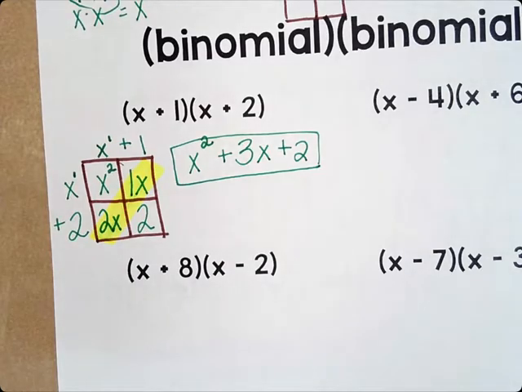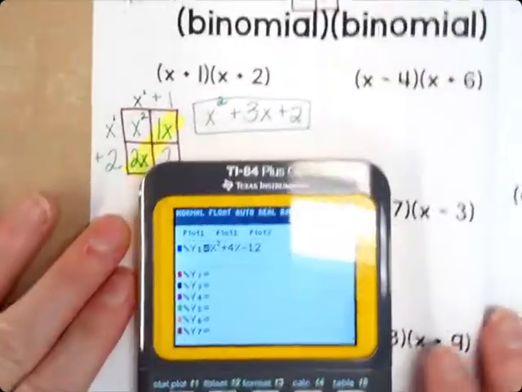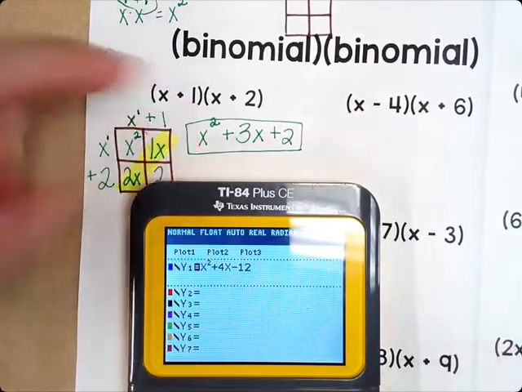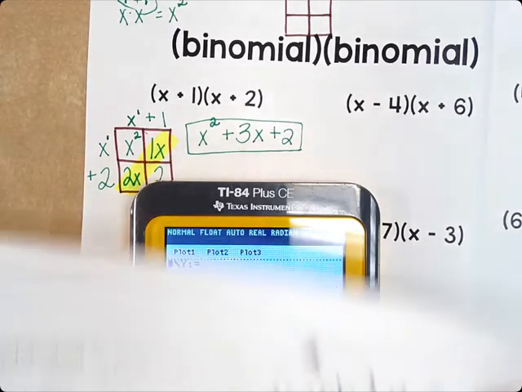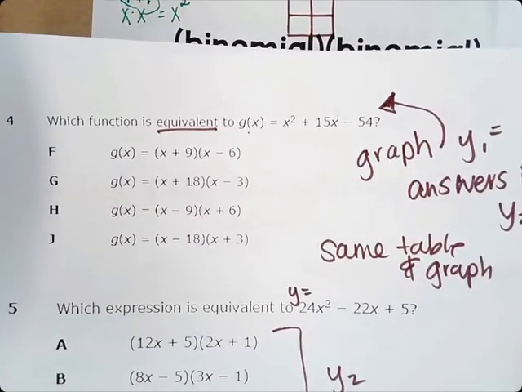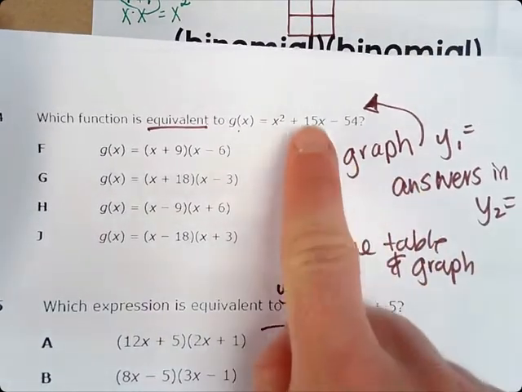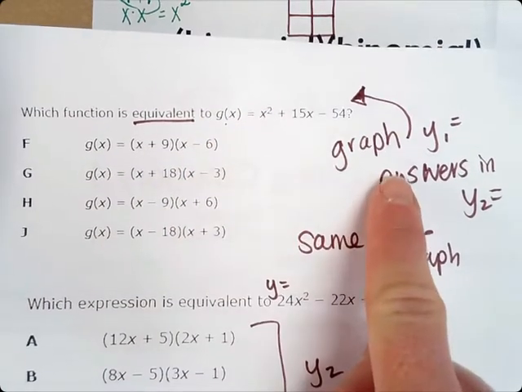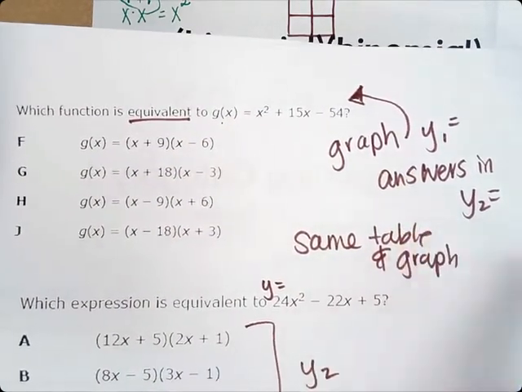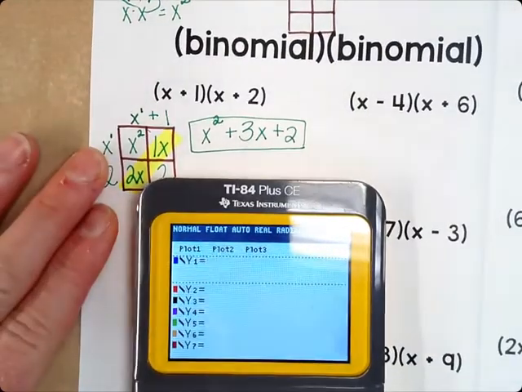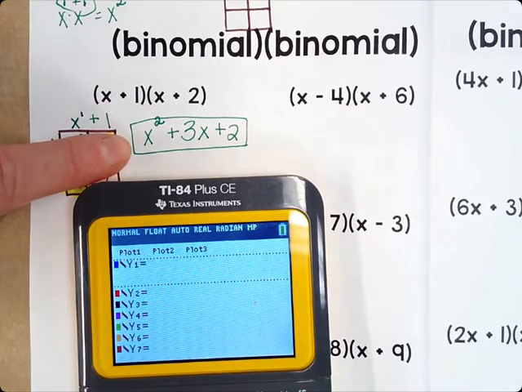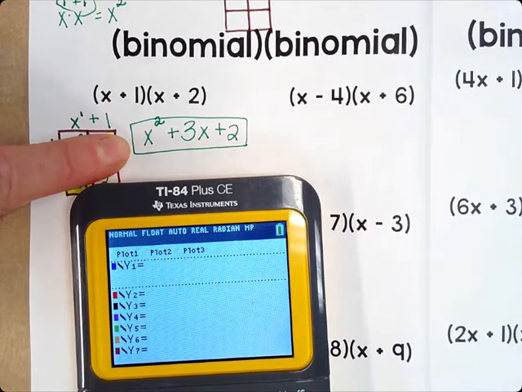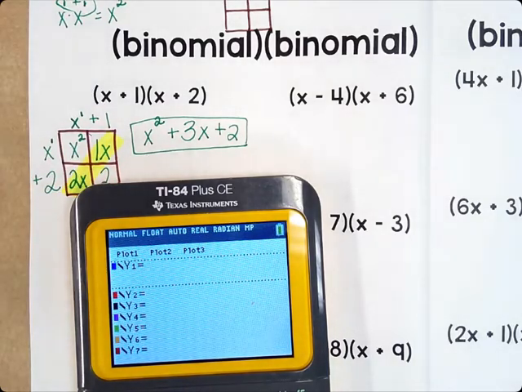A way that you can check and see if you did this correctly. If they're the same, then they will have the same table and graph. Just like on our EOC review, number 4. If these are the same, then you will graph 1 in Y1 and your answer in Y2, and they should be the same. So get your calculator out, and let's graph what they've given us, the problem, and the solution, and see if they're the exact same graph and table. If they are, then it's correct.